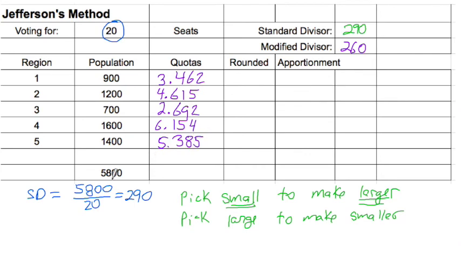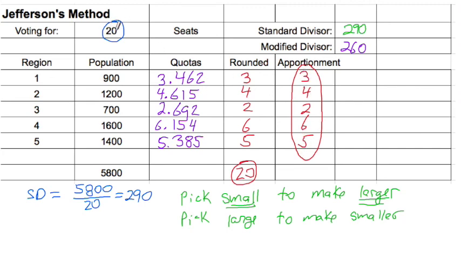So then you go through and you round them again. So the rounded values would be 3, 4, 2, 6, and 5. And add them up, and let's see, that is 7, 9, 15, and that gives us our 20. So our apportionment for this one is going to be 3 for the first district, 4 for the next one, 2, 6, and 5. And this would be the split, or the representation, for each region of our town for 20 seats.